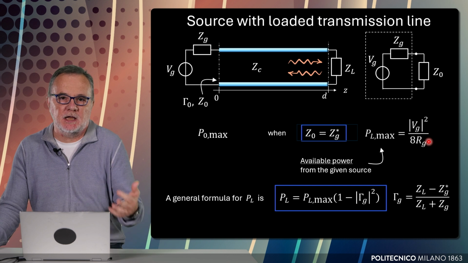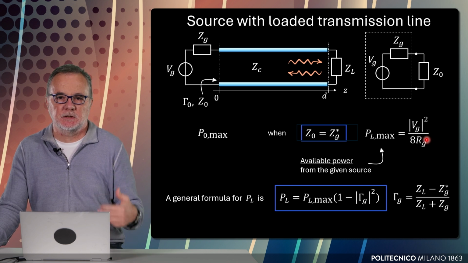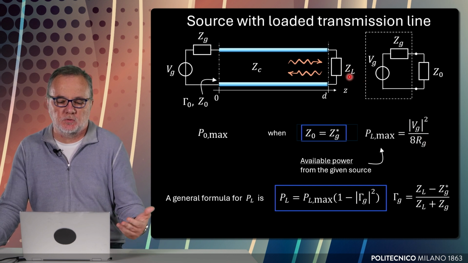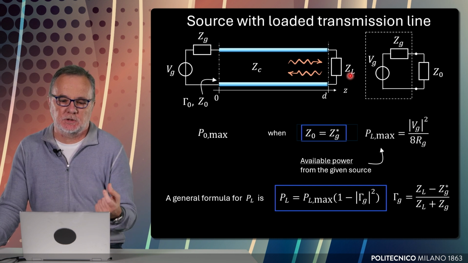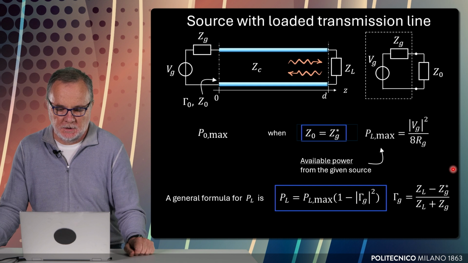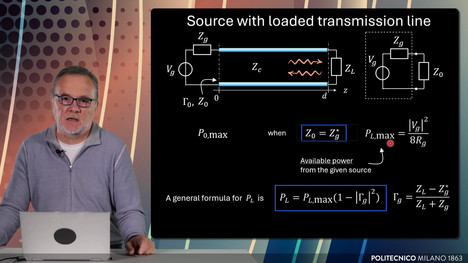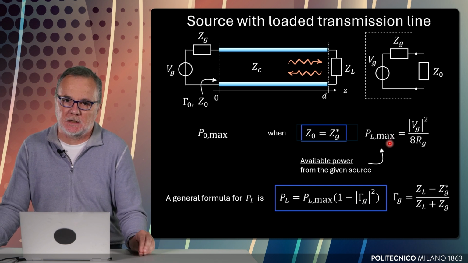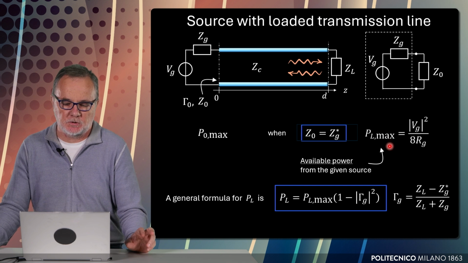So our aim is to be able to represent this condition effectively. So we should always connect somehow a load matched to the source. This power is sometimes called available power, which is actually the maximum power we can absorb from that source.